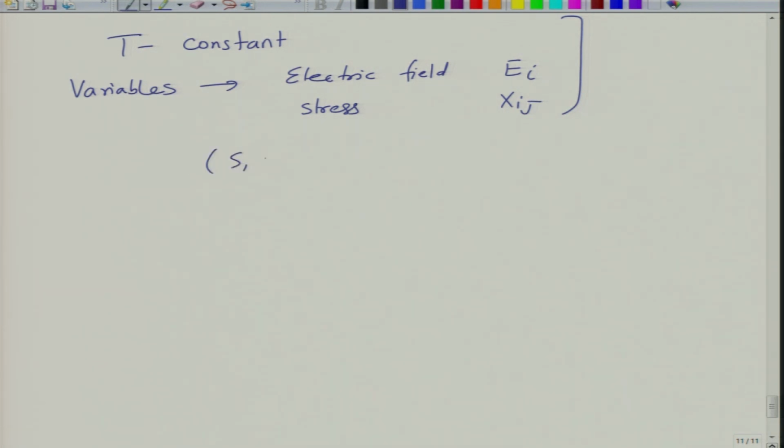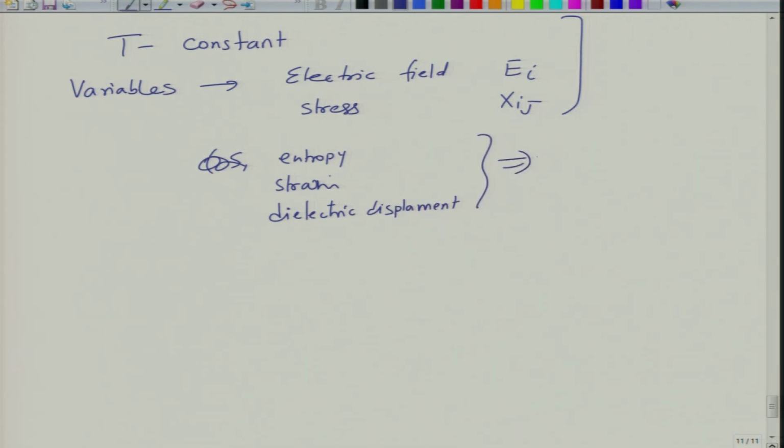So, right now we have a set of parameters: entropy, strain and dielectric displacement. We would like to transform them to electric field, stress and temperature, and these are all related to each other, so they are not independent of each other. For this, we make a transformation in the thermodynamic parameters, and this is basically done by what we call Legendre transformation.